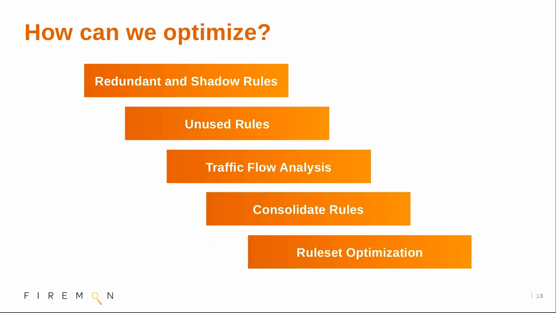And then after all of that process is finished, you want to go through rule set optimization and look at reordering your rule base so that the rules that get the most traffic are the rules that are the highest up in your rule base. That way you're making your firewall run as efficiently as possible.